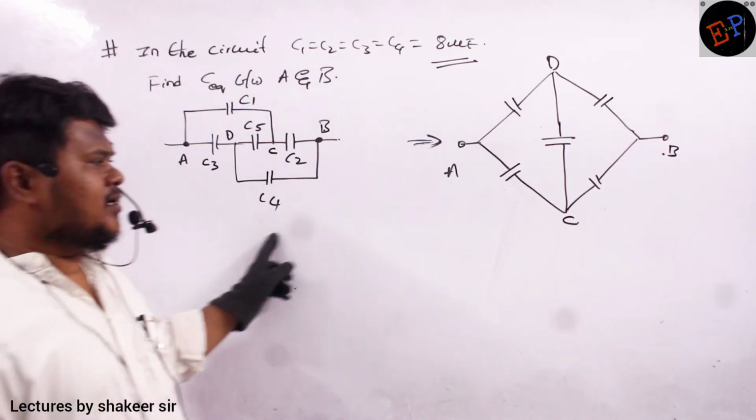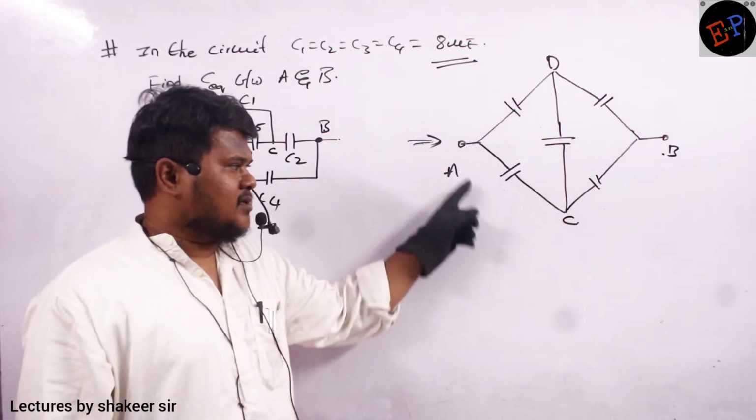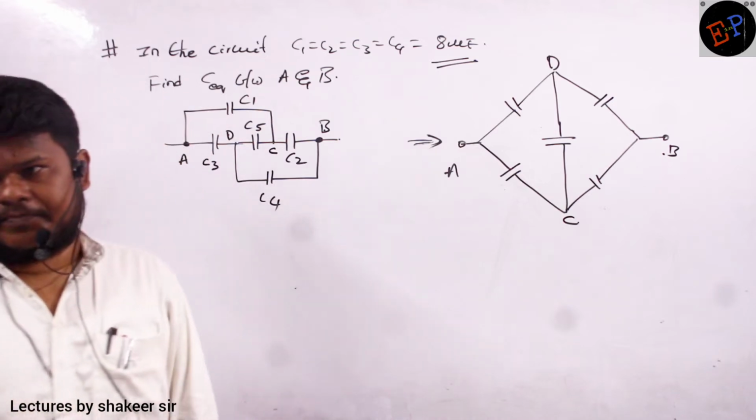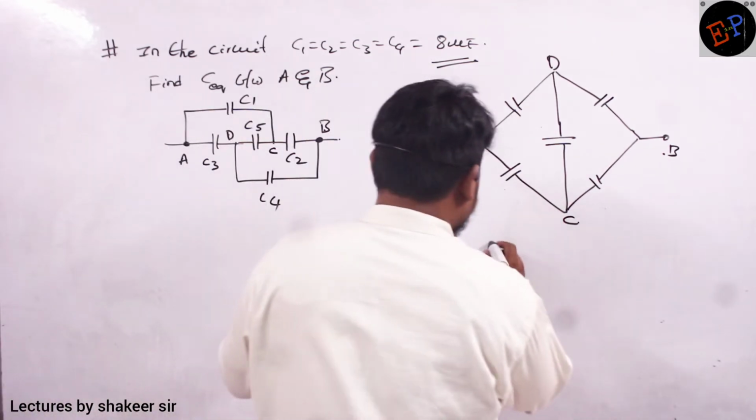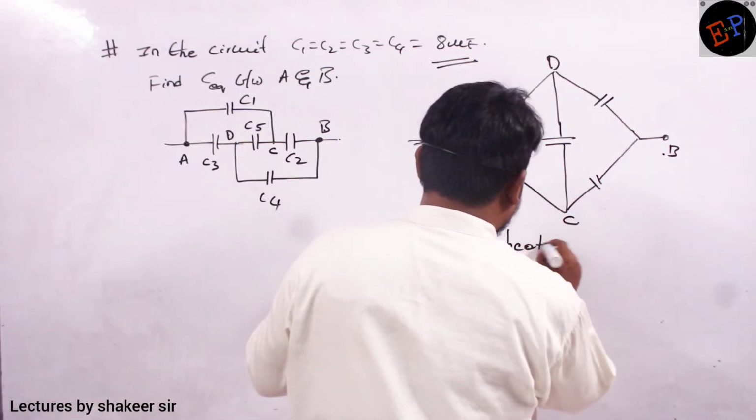Why am I redrawing like this? Because this is an example of a Wheatstone bridge. Okay, this is what this is, a Wheatstone bridge.